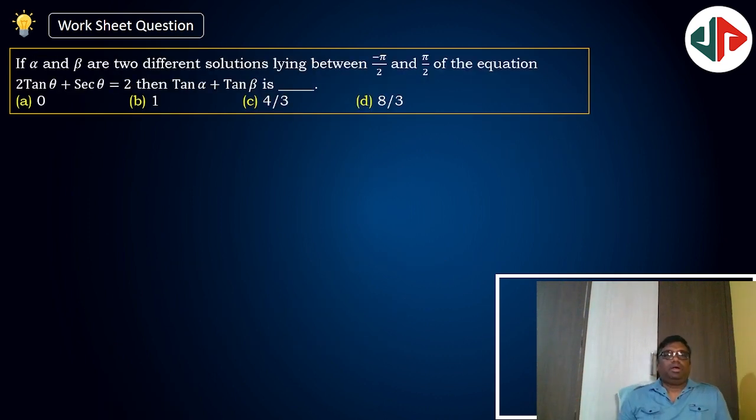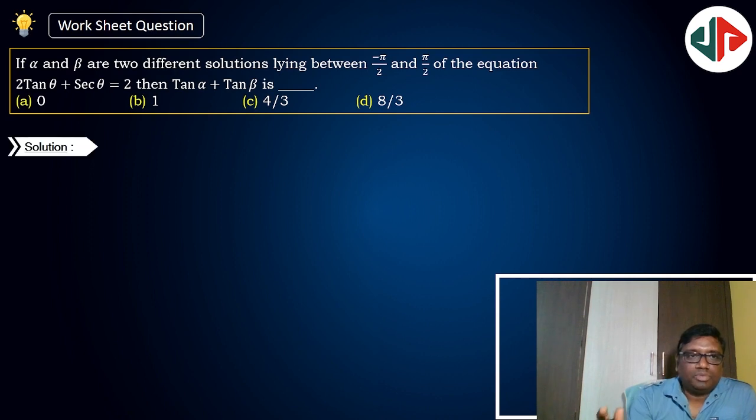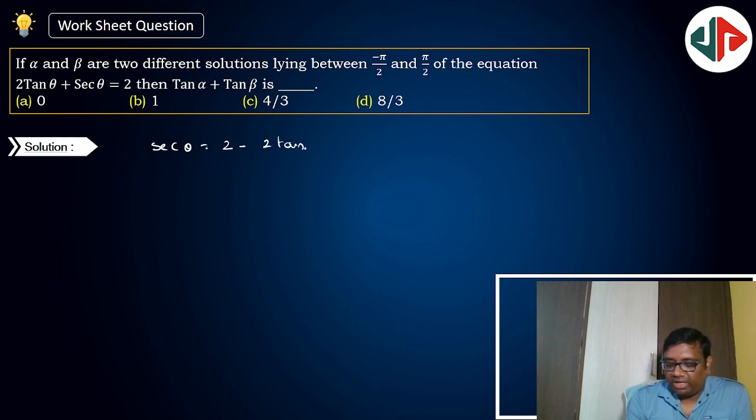If alpha and beta are the two different solutions lying between minus pi by 2 and plus pi by 2 of the equation 2 times tan theta plus secant theta is equal to 2, what is the value of tan alpha plus tan beta? So convert this into a single trigonometric ratio. Can we rewrite this as secant theta is equal to 2 minus 2 times tan theta?